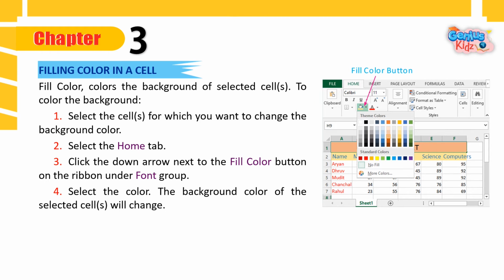Filling color in a cell. Fill color colors the background of selected cells. To color the background, 1. Select the cells for which you want to change the background color. 2. Select the Home tab. 3. Click the down arrow next to the Fill Color button on the ribbon under Font Group. 4. Select the color. The background color of the selected cells will change.